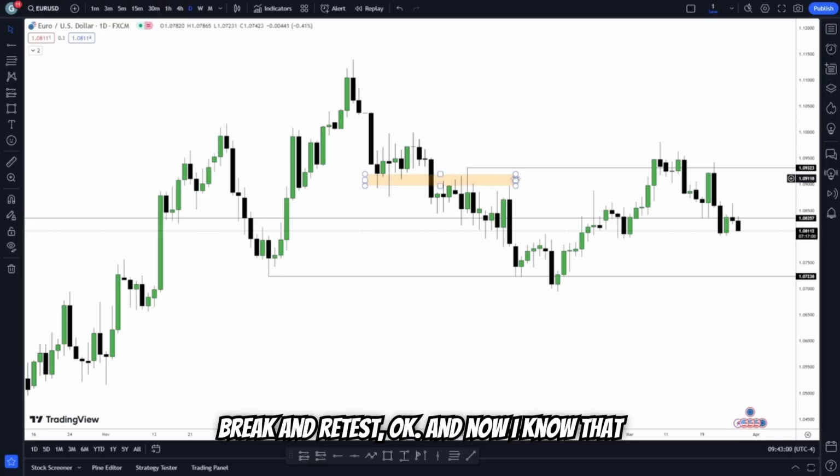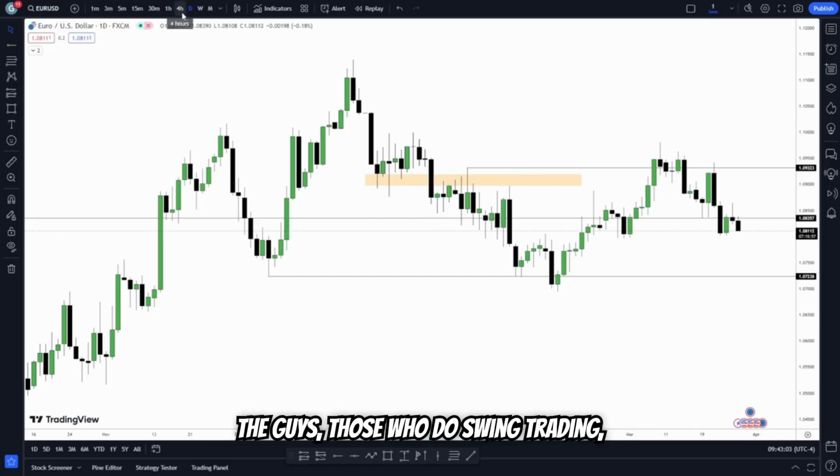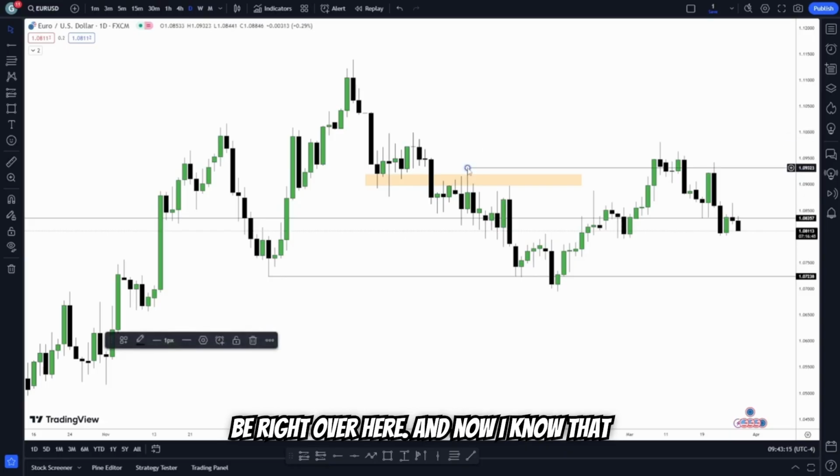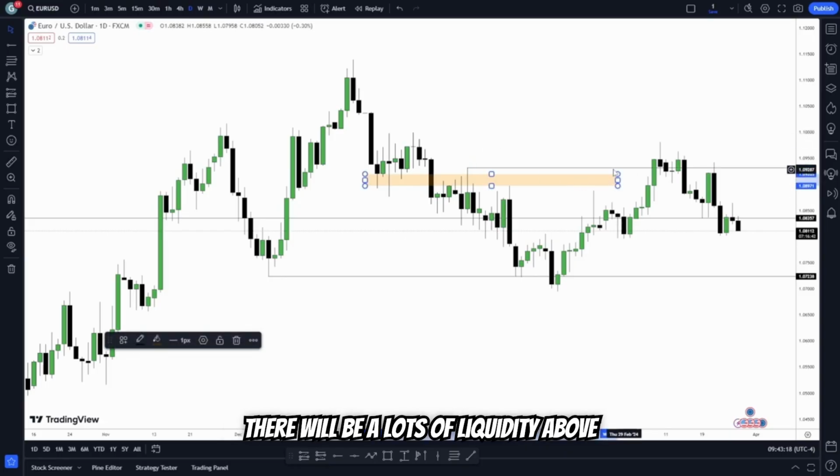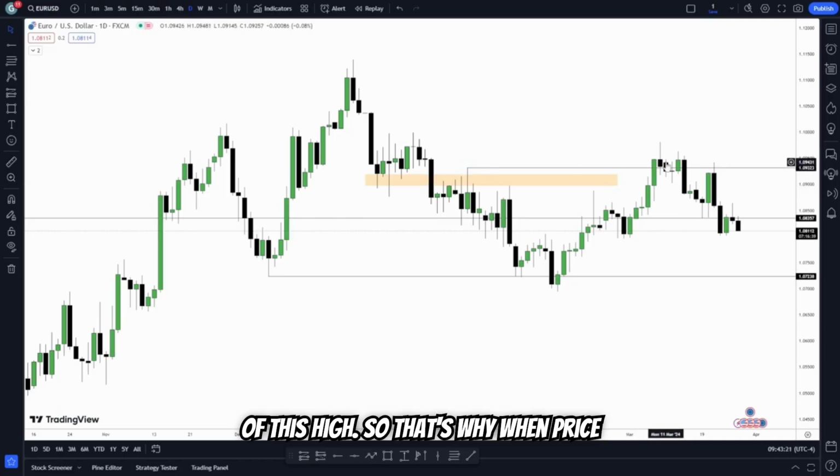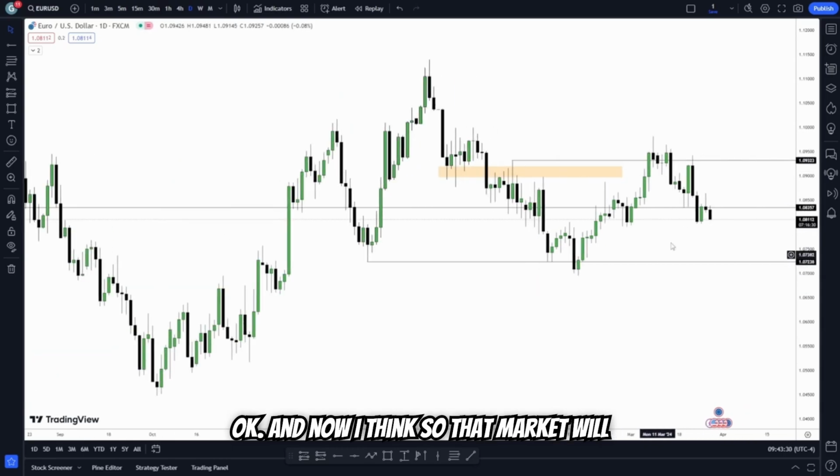And now I know that the guys who do swing trading took the sell from here, and now they see that they are in profit till over here, so they will do break even, right? So their break even stop loss will be right over here. And now I know that there will be a lot of liquidity above this high. So that's why when price went up and hit this high, I switched my bias from bullish to bearish from here, okay. And now I think that the market will go down and take this low, or it can go and take this low, and then I will wait for some time and see what's going on.